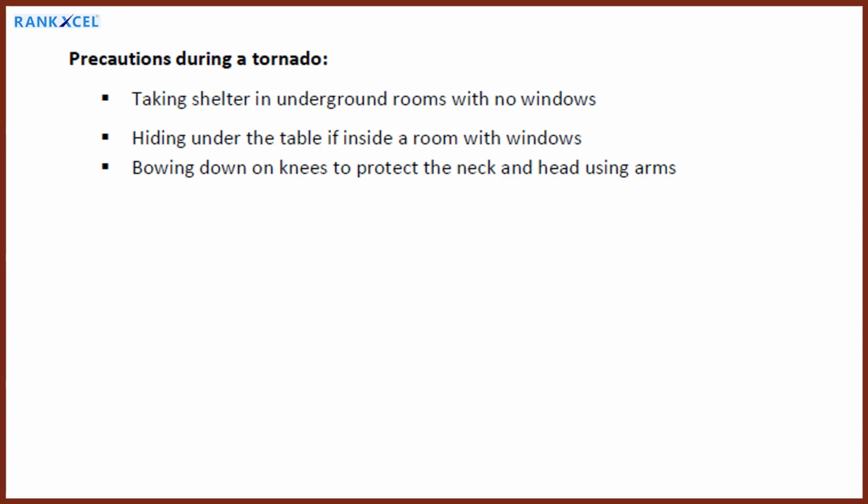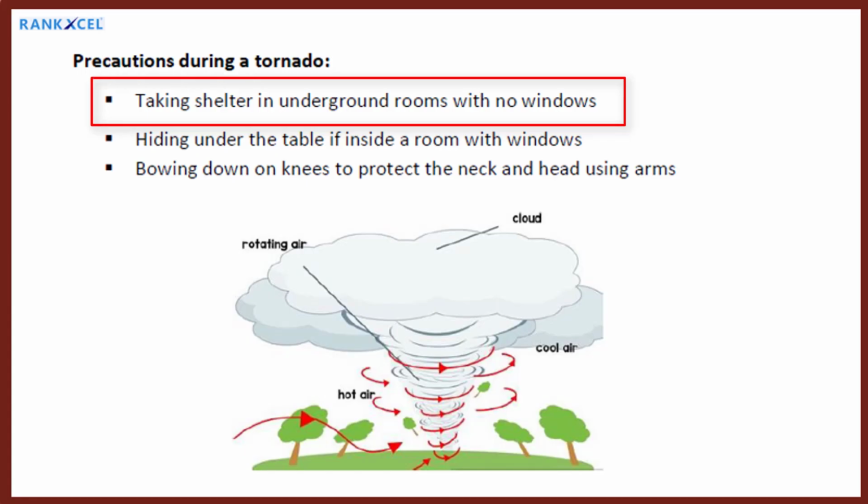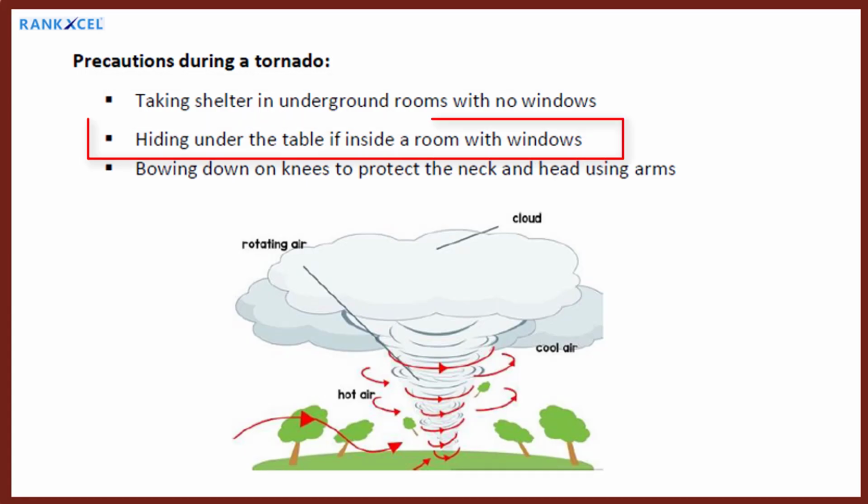Precautions during a tornado. Take shelter in underground rooms with no windows. Hide under a table if inside a room with windows. Bow down on your knees to protect the neck and head using your arms.